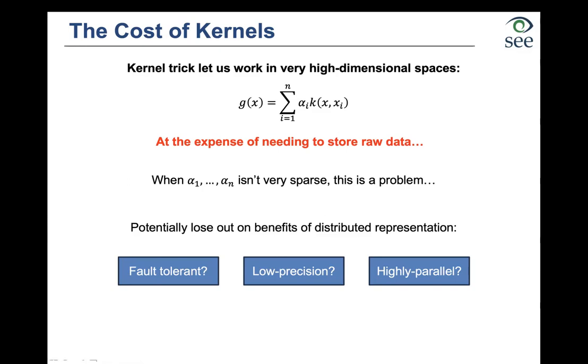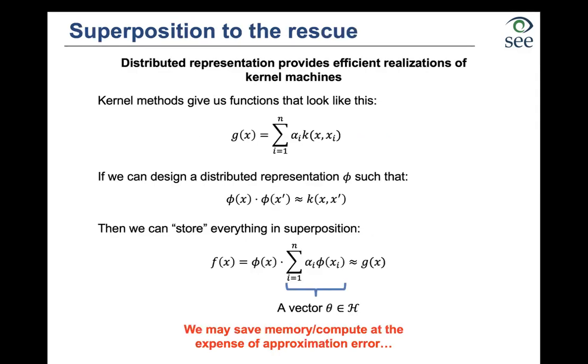So one question we might have is: is there a way that we can retain some of the benefits of the kernel perspective, which is that it provides us with a very nice theoretical abstraction, while also retaining the benefits of distributed computation? And the answer is yes, we can. Distributed representations provide a mechanism to develop efficient realizations of kernel machines. The basic idea is that kernel methods like SVMs or kernel ridge regression give us functions that look like this.